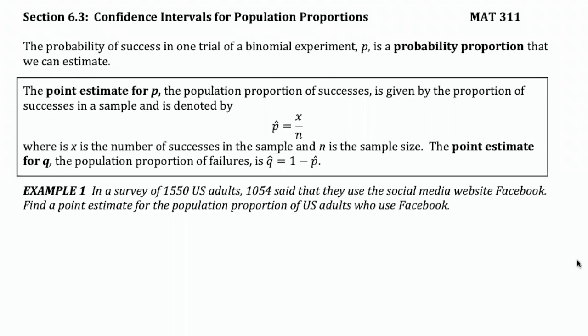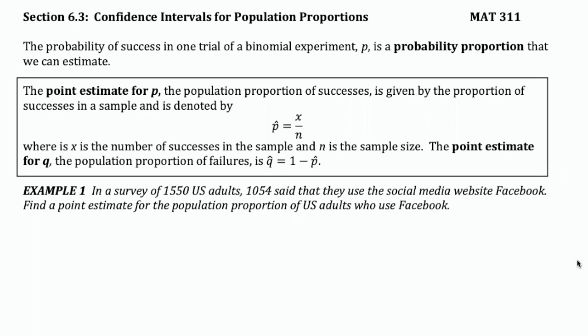The next topic having to do with confidence intervals will be confidence intervals for population proportions. So we're going back to binomial experiments, which remember have two outcomes that we label the probability of success and the probability of failure. The probability of success in one trial of a binomial experiment is a probability proportion that we can estimate. In some situations, like when you're flipping a coin, you know that the probability of getting heads is 50%, probability of getting tails is 50%.